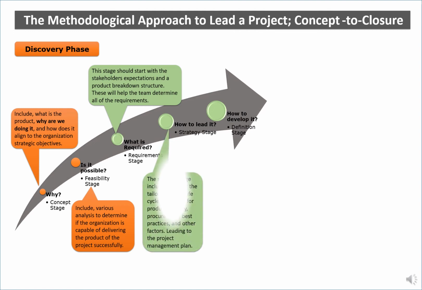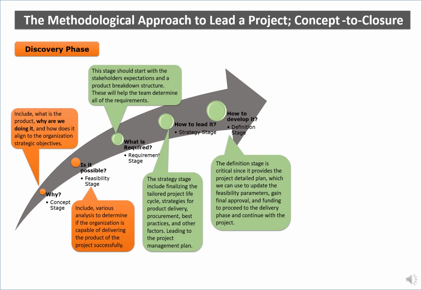Next, we go to the fourth level, which is the strategy stage I touched on earlier. And again, I will summarize here. The strategy stage includes finalizing the tailored project lifecycle, including strategies for product delivery, procurement, best practices, and other factors, leading to the project management plan, which would include an updated cost and schedule estimate for the project at this point in time. Finally, in this image so far, you notice there's still white on the right? So there will be more to come.